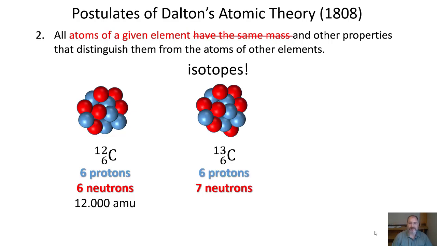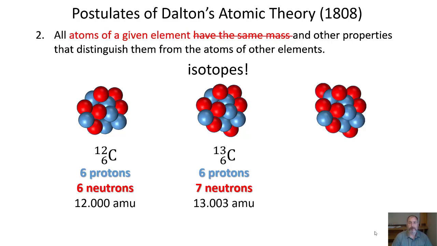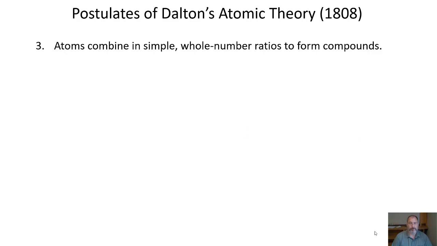And since this has a different number of neutrons than the carbon-12, it has a different atomic mass of 13.003 AMUs. And then there's a third isotope of carbon, which is called carbon-14, which has 6 protons and 8 neutrons. And its atomic mass is 14.003 AMUs. So Dalton was unaware of the fact that different elements can be made up of a series of isotopes that have different masses. Now, what about the third postulate?